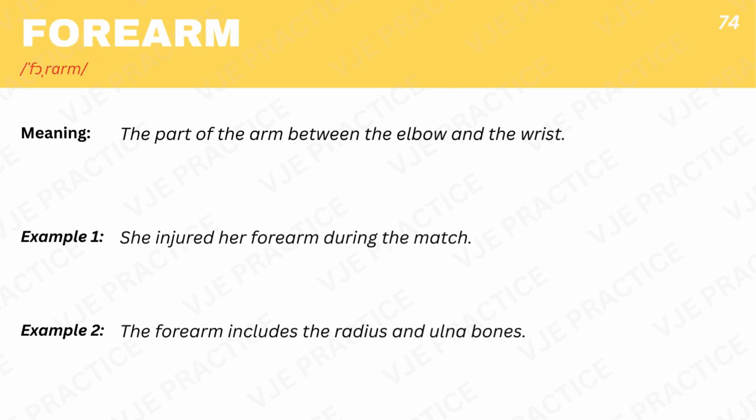Forearm, the part of the arm between the elbow and the wrist. Example 1. She injured her forearm during the match. Example 2. The forearm includes the radius and ulna bones.